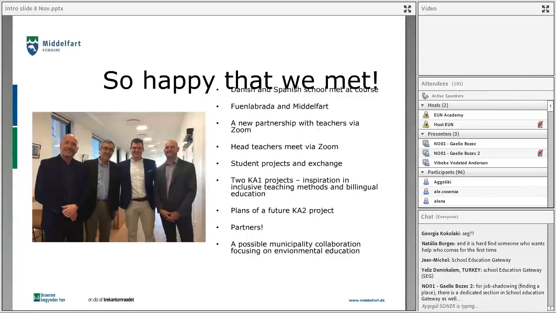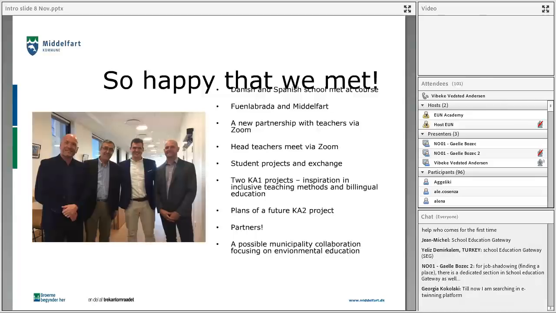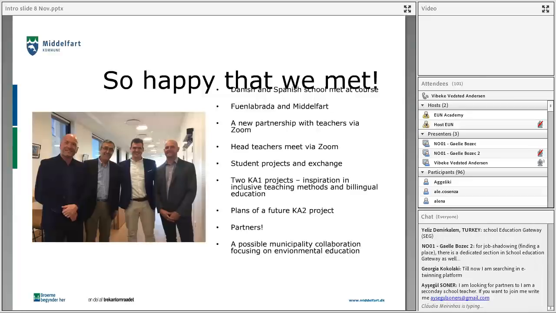Here we have a picture of a Danish head teacher and a teacher, and a Spanish head teacher and a teacher as well. Very nice men, all of them. They met at a course. They say we are so happy that we met, and they would never have met if it hadn't been for participating in one of the courses that we did with our project.